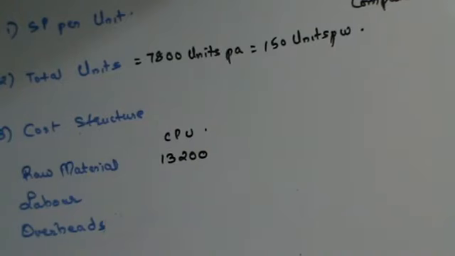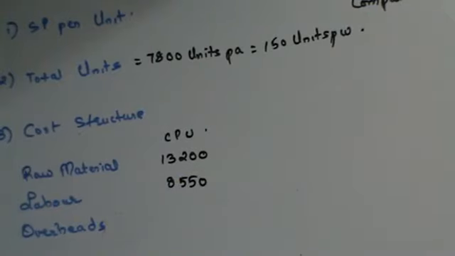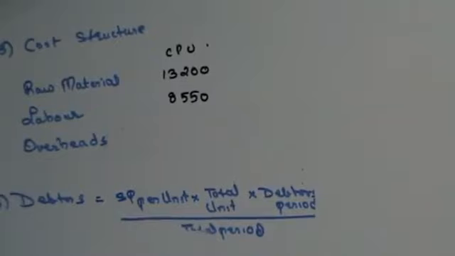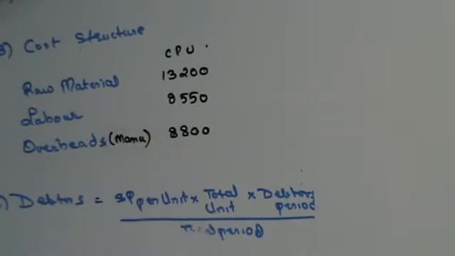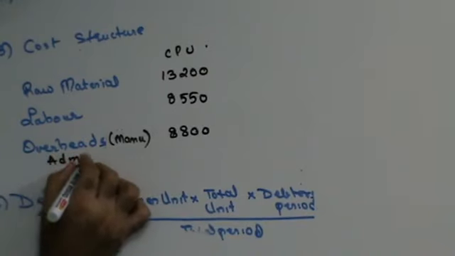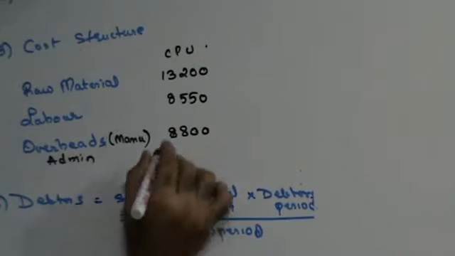Next, labor will be reduced by 5%. Labor is 9,000. 9,000 minus 5% is going to be 8,550. Manufacturing overheads are 8,000, and they will go up by 10%, so 8,800. Next, administrative and selling overheads per unit will remain the same, which is 3,000.